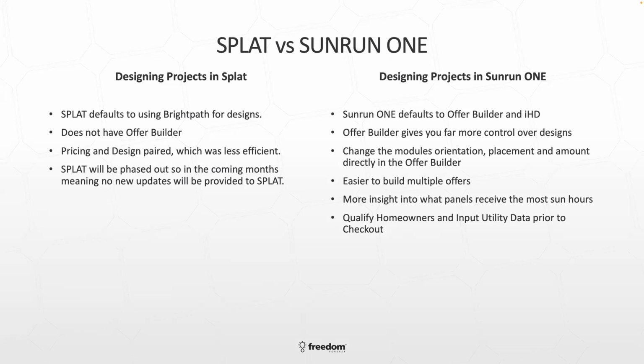In the offer builder, it's easier to build multiple offers. And when you are building your proposals in Sunrun 1, each panel that you place on the roof, you will see the amount of sun hours that specific panel gets. In addition, while you're waiting for the design to come back, you can qualify the homeowners and input the utility data prior to checkout, which saves you a lot of time and steps when you get to that checkout stage.